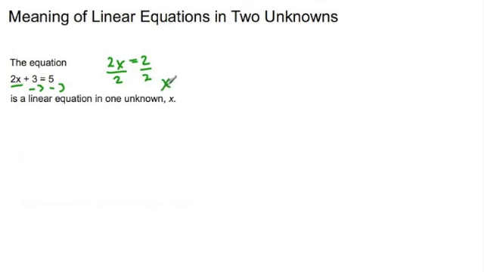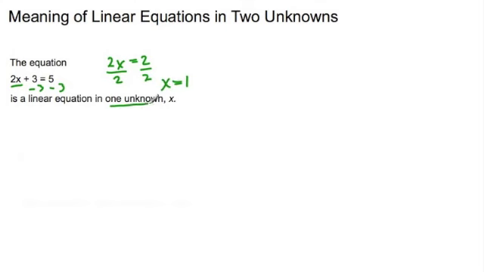Let's talk about the meaning of linear equations in two unknowns. First thing we're going to do is start with the equation 2x plus 3 equals 5. Now this equation is called a linear equation in one unknown, x, just because we have that one unknown, and then if we were looking to solve, I would subtract 3 from both sides, which would get me 2x equals 2, then I divide both sides by 2, and I get x equals 1.